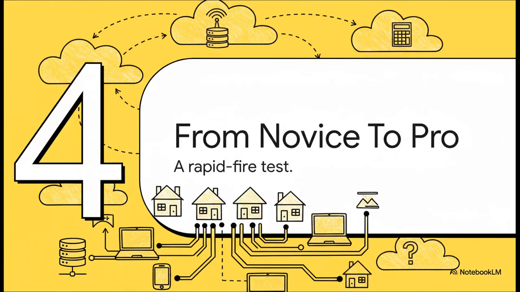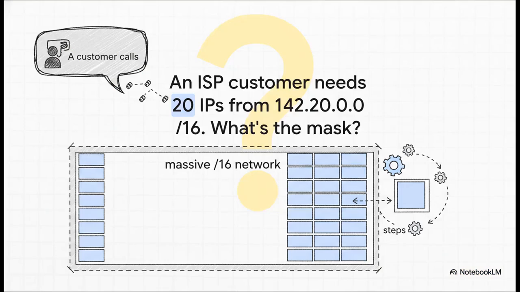Now that you've got the hang of it, let's put that new skill to the test with a little rapid-fire challenge. This time, you're not a coffee shop admin. You're working for the internet service provider. Okay, so the phone rings. A customer needs 20 static IP addresses, and you've got this massive /16 network to pull them from. What's the most efficient subnet you can give them without wasting addresses? Go. Just think through those 4 steps we just learned.